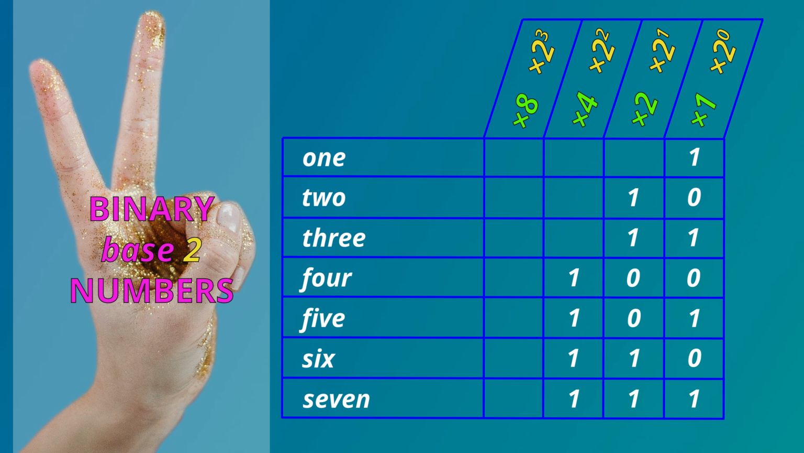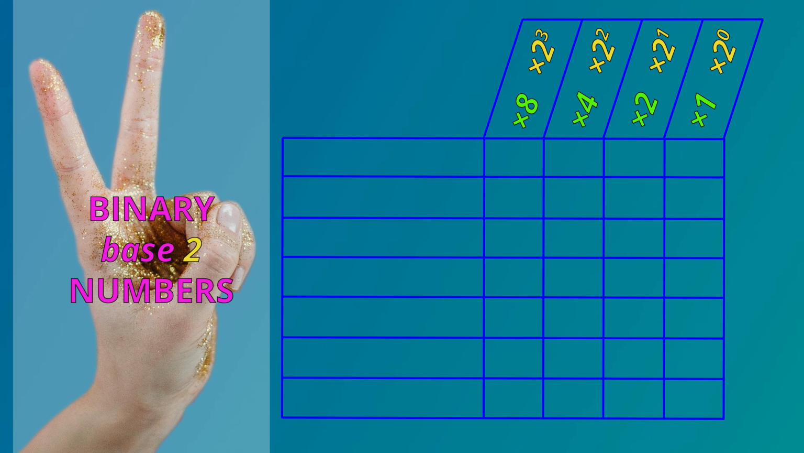The decimal number 7 is equal to 4 plus 2 plus 1. As a binary number, that's 1, 1, 1. Let's see some more examples. For 8, we write a 1 in the times by 8 column and zeros in the other columns. As a binary number, that's 1, 0, 0, 0.